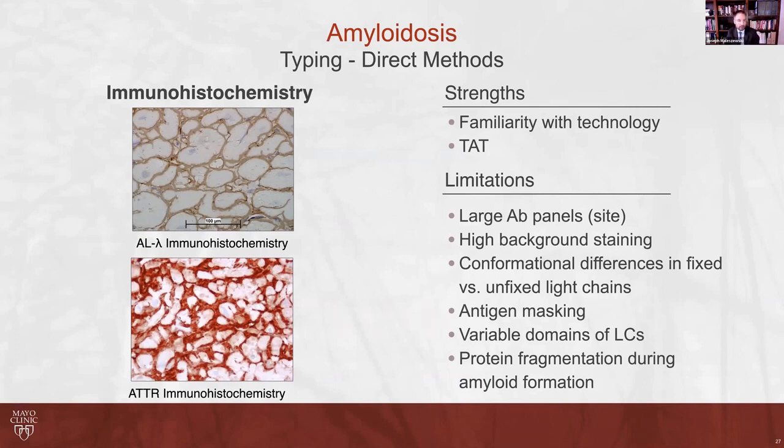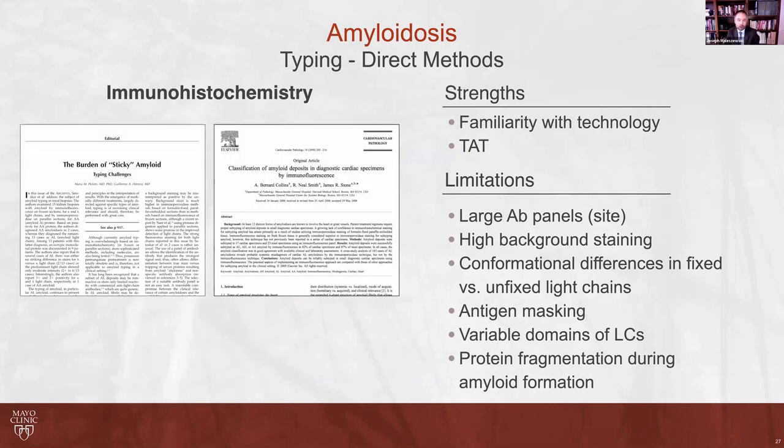For any pathologists out there who have tried reading immunohistochemical stains of amyloid, it is a very, very difficult thing to do. There's often very high background staining. These proteins that deposit as amyloid are often in high proportion in the serum to begin with, and that can create a lot of background staining. So it's really hard, and there's a lot of inter-observer variability with this type of staining. Also, things like antigen masking and variable domains of the light chains can make the sensitivity of immunohistochemistry somewhat poor relative to other methods. And again, there's lots of literature to attest to the high background and the difficulties of immunohistochemistry for typing amyloid.